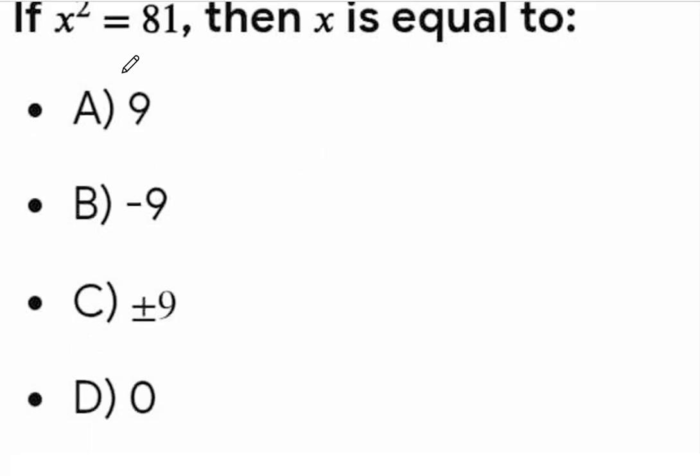Next one: if x square is equal to 81, then x is equal to what? So the x square value they have given is 81. They have given 4 options. It is very simple: 9, minus 9, plus or minus 9, and 0. So x square is equal to 81. When you write 81, you'll get 9 square, right? So 9 square is equal to 81.